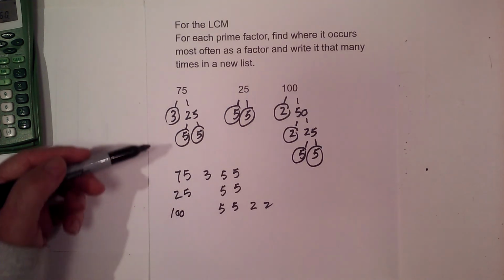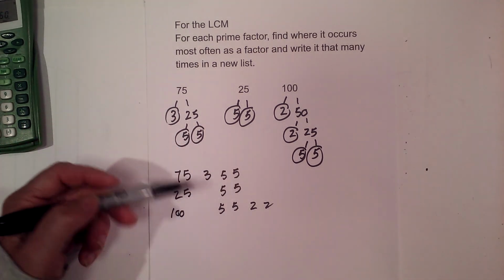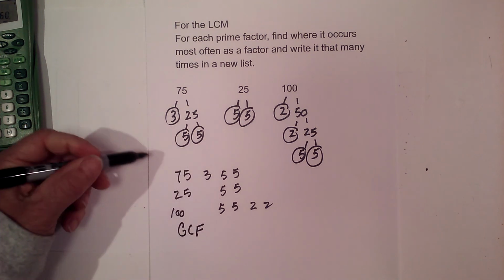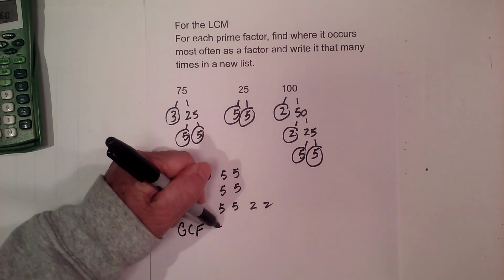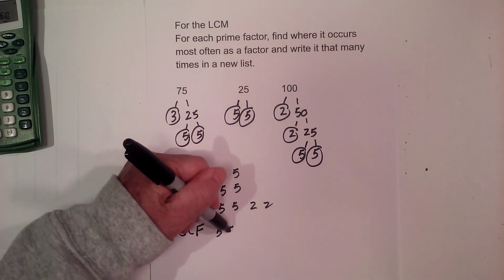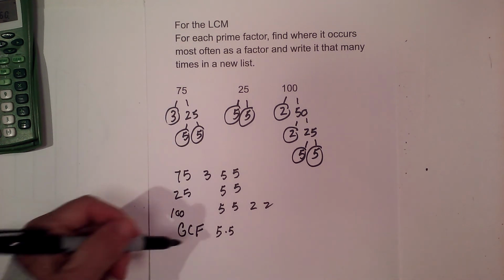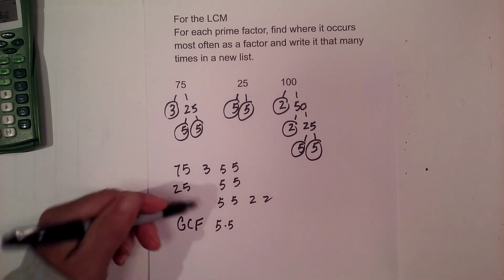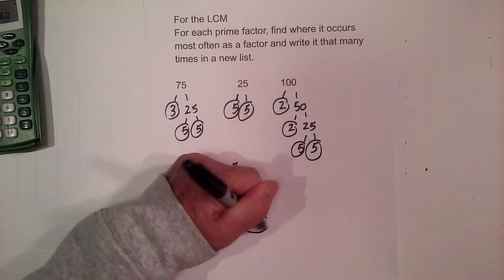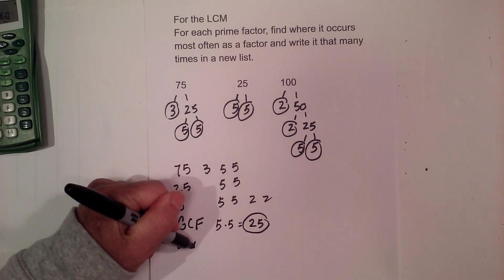Okay, on this one, I've completed a factor tree, written it in a small little chart. Now for the GCF, this one, I actually have 5 here, and then 5 again. So what do I do with these? So whenever you have more than 1, you just multiply them. 5 times 5 is 25. So the GCF is 25. Now let's find the LCM.